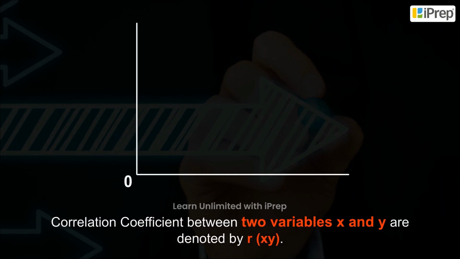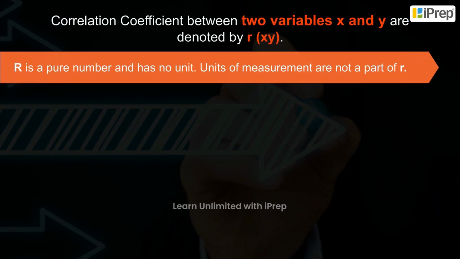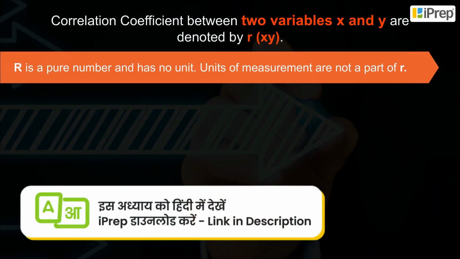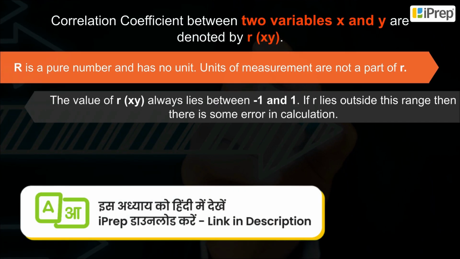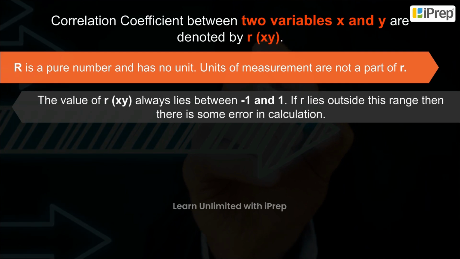The correlation coefficient between two variables x and y is denoted by Rxy. R is a pure number and has no unit. Units of measurement are not a part of R. The value of Rxy always lies between -1 and 1. If R lies outside this range, then there is some error in calculation.